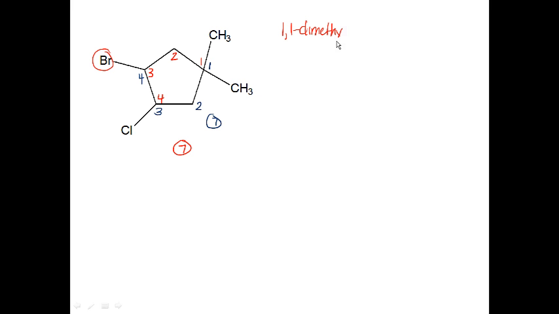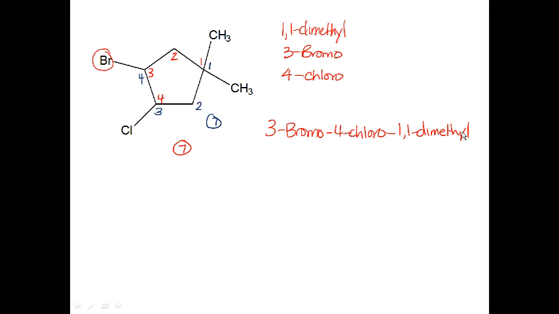1,1-dimethyl, 3 bromo, and 4 chloro. And so now writing the name, it's going to be 3 bromo, 4 chloro, 1,1-dimethyl, cyclo, and in this case it's a 5-carbon chain, so it's going to be a cyclopentane. Okay. So when you have 2 substituents, you pretty much have to start numbering at that carbon that has the 2 substituents attached.